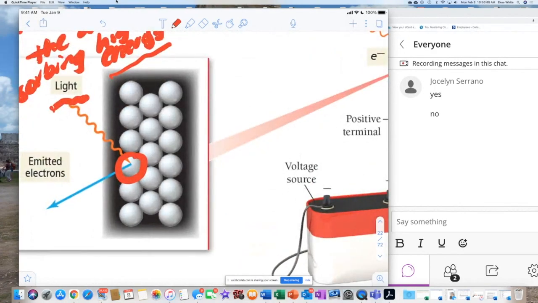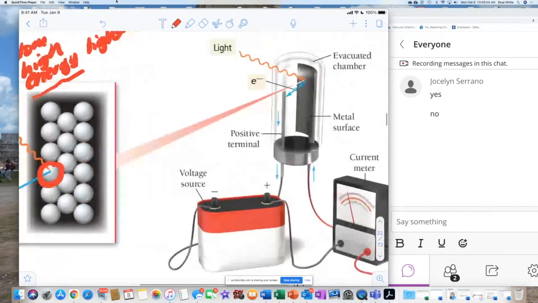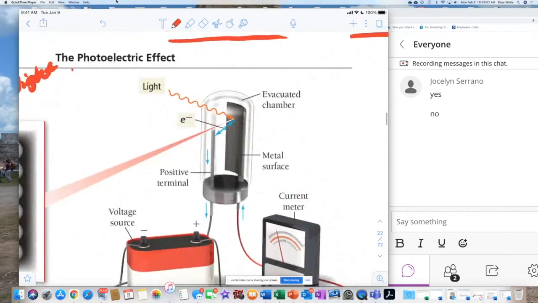The electrons are the ones that respond. They absorb the energy, and then some of them absorb enough energy to escape, and they emit it. So the photoelectric effect is the effect of the light on the electrons that allows them to be released.